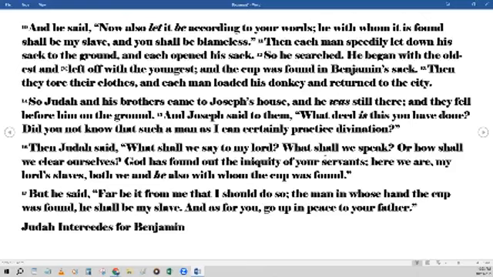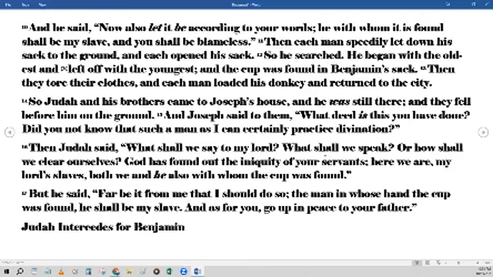Then each man speedily let down his sack to the ground, and each opened a sack. So he searched. He began with the oldest and left off with the youngest, and the cup was found in Benjamin's sack. Then they tore their clothes, and each man loaded his donkey and returned to the city. So Judah and his brothers came to Joseph's house, and he was still there. And they fell before him on the ground, and Joseph said to them, what deed is this you have done?